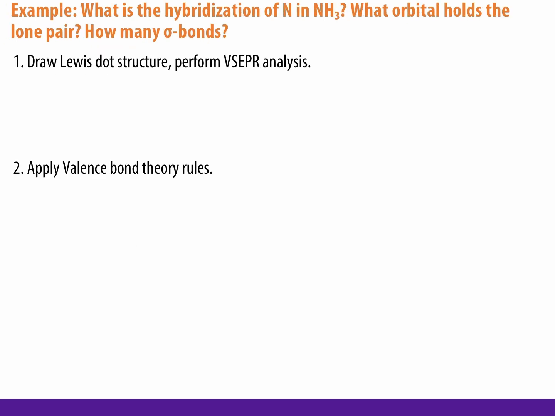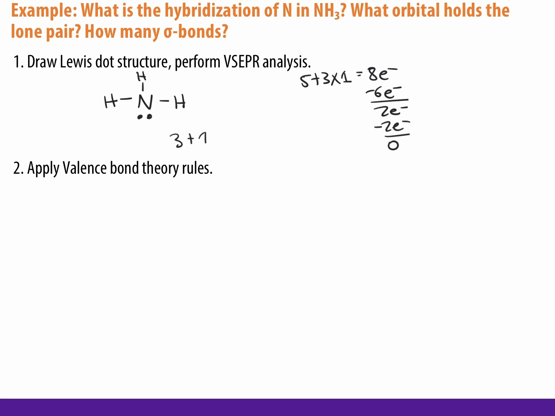Okay, let's do one more example here, answering these questions about NH3. First, the Lewis structure. There's the skeleton structure. We have 8 electrons. We've used 6, so 2 left over. That last lone pair, all the terminal atoms have octets, so the central atom nitrogen gets 1 more lone pair to get to an octet. Now, the steric number is 3 bonded atoms plus 1 lone pair, equal to 4.